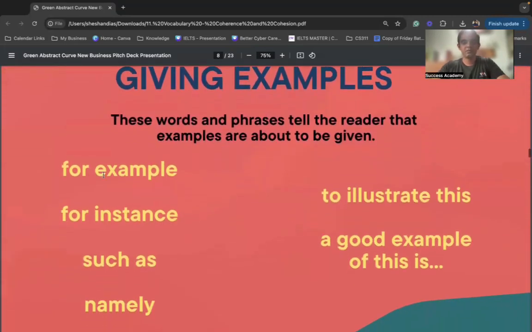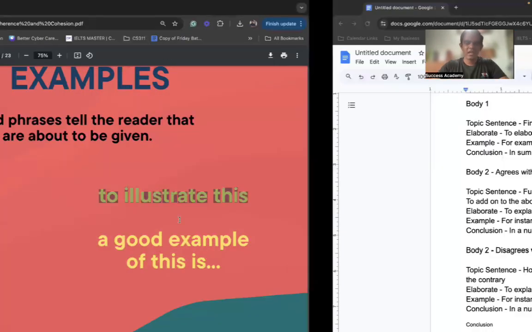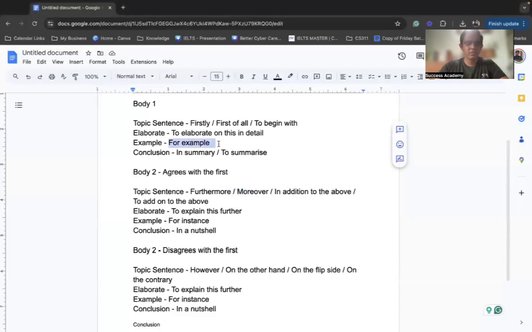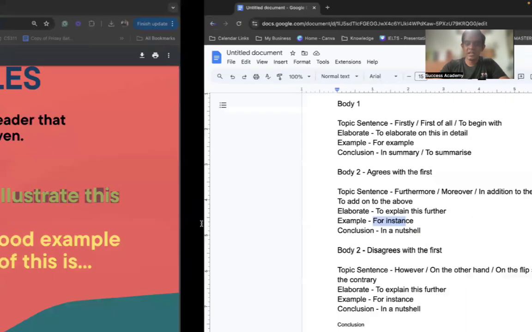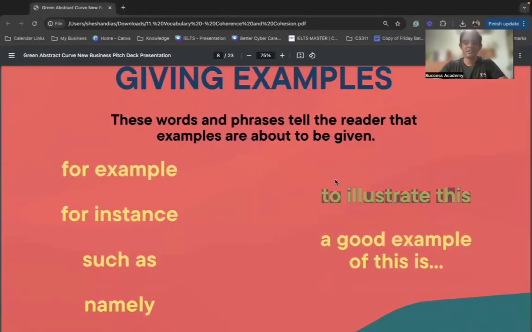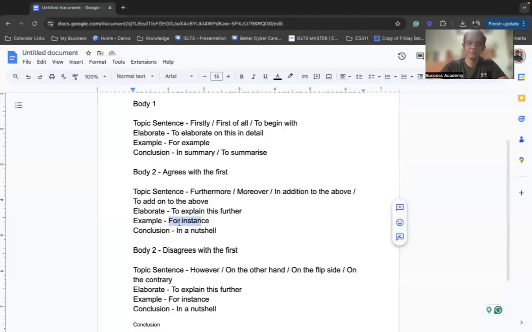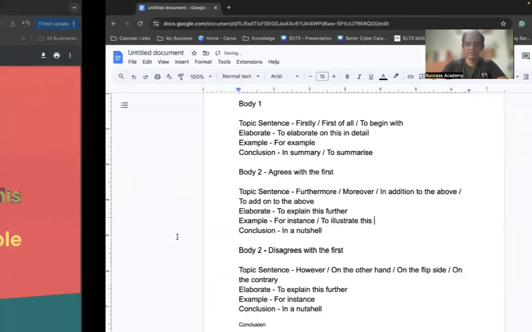Giving examples. So this is an important one. For example, for instance, such as, namely, a good example of this is, to illustrate this. So whenever you're giving an example, anyway, I have taught you the two most important ones. For example, for instance, outside of this, you might not have to use any other cohesive devices, right? But this is just for you to know. So if you don't want to say, for instance, you can just say to illustrate this, right? You can say that. Make sense?